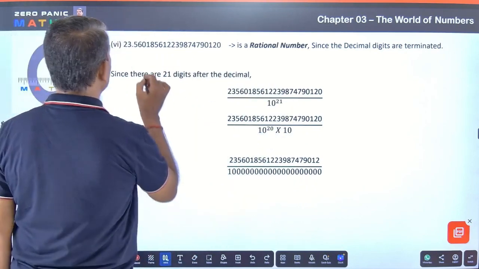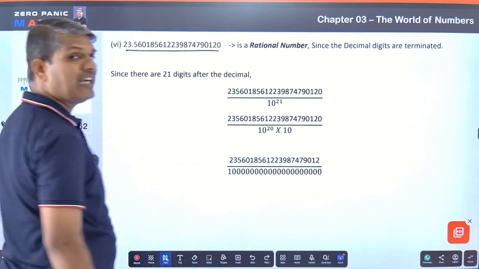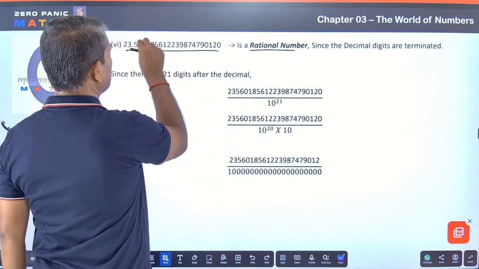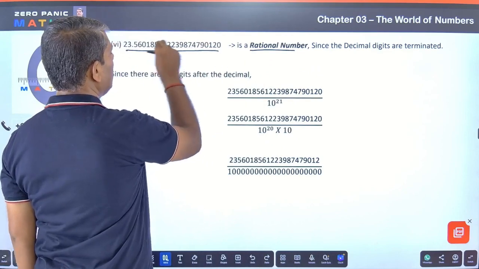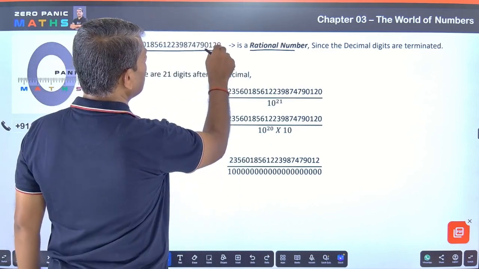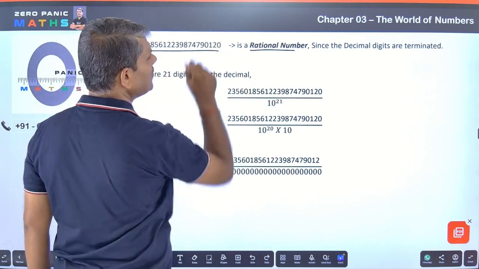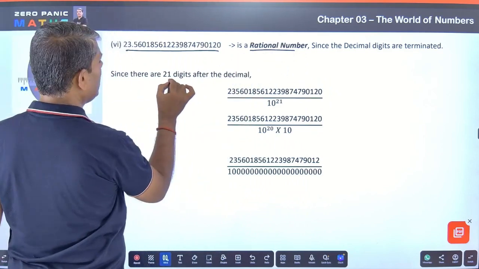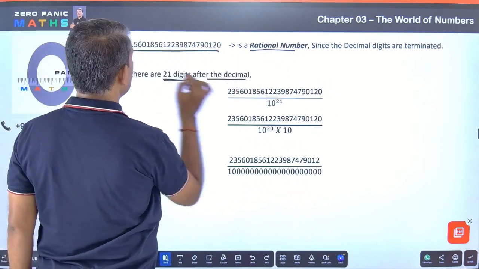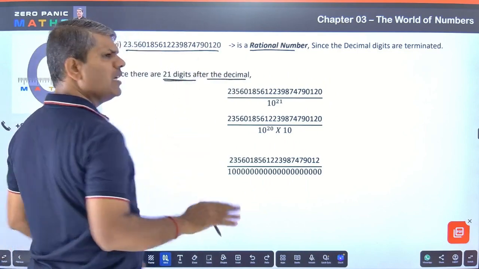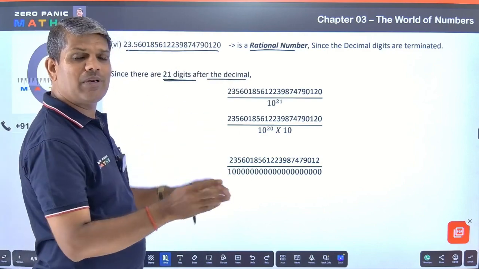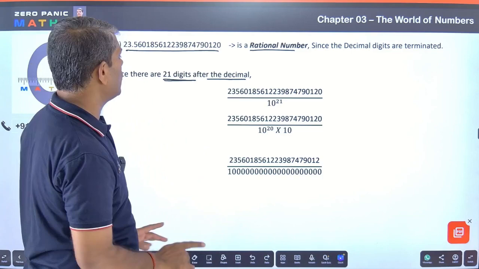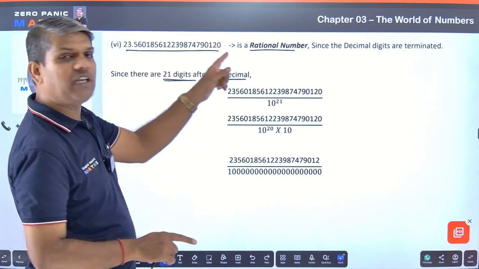I'll just explain it to you. Let us consider this. We already know that this is a rational number, because it is terminating. Though you are not observing any repeating pattern here, it terminates after some digits. And how many digits are there? 21 digits after the decimal. If you count, it will be 21 digits. However many digits it has after the decimal point, if it is terminating, then it is a rational number only. If not terminating, it should have a repeating pattern.